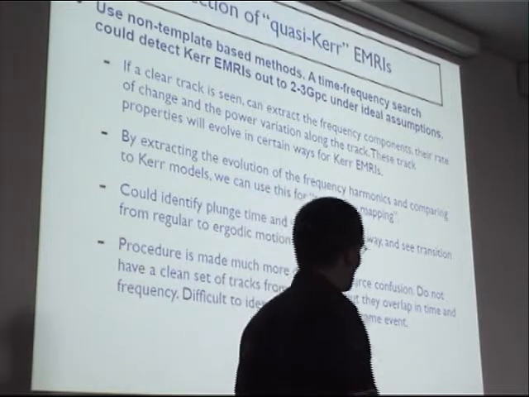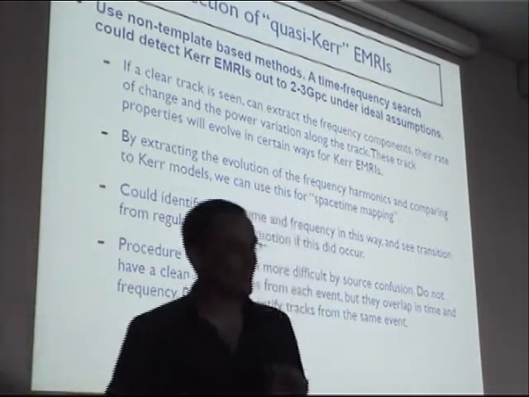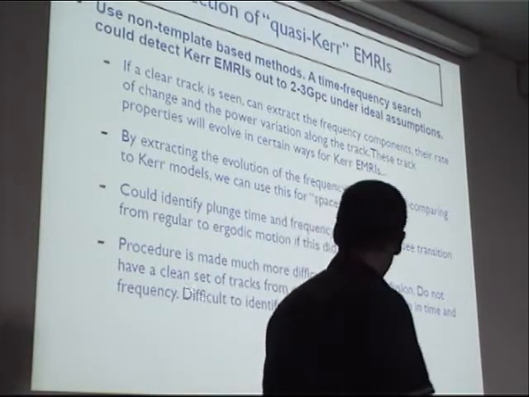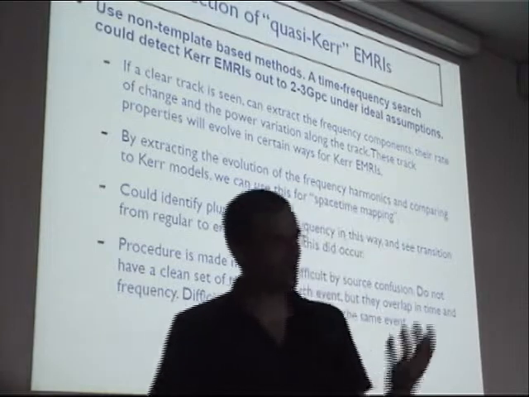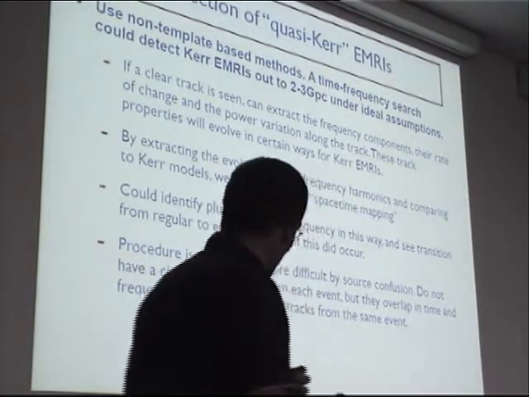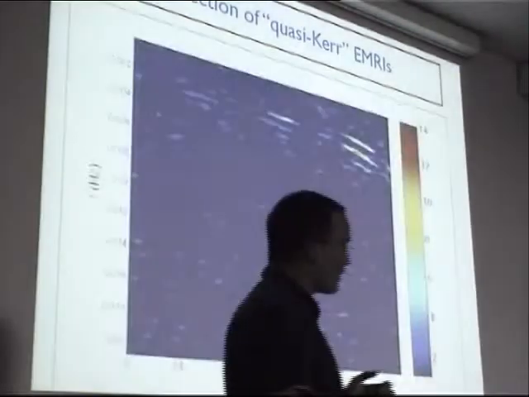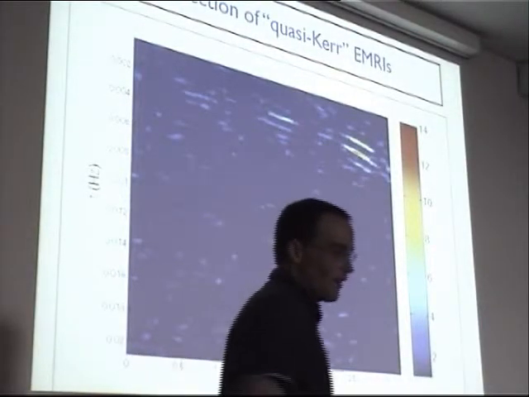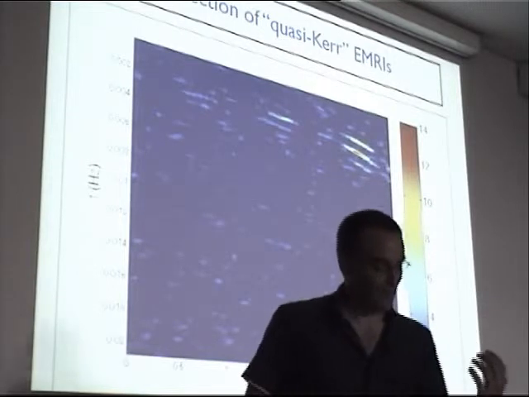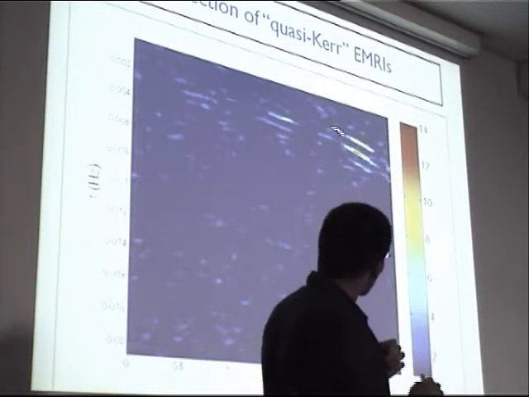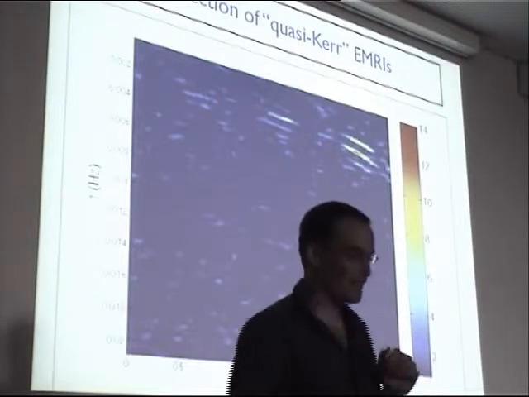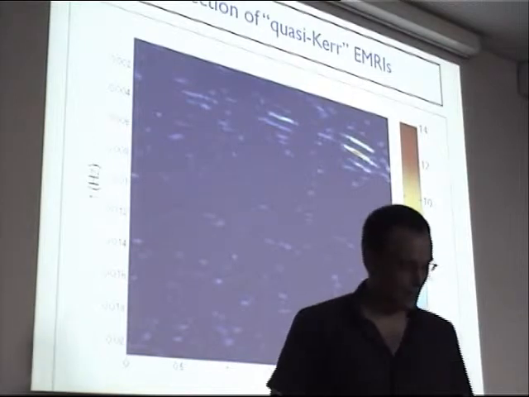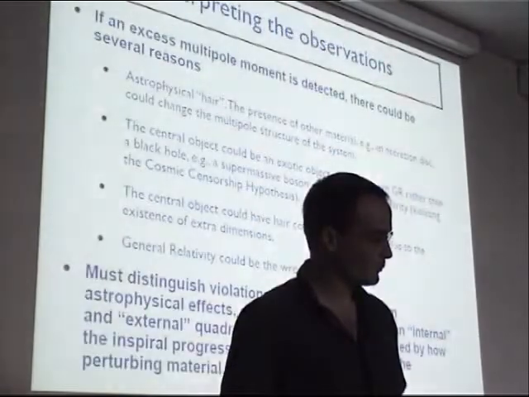And so if you just do a time frequency analysis on the raw data, it's going to be very difficult to extract information from it, because you won't have a clean set of tracks. They'll overlap in time and frequency. For an EMRI, you actually see multiple tracks corresponding to different harmonics of the frequency, and you get more information if you can identify these tracks together, but if you have a very confused time frequency plane, it makes things like that much more difficult.